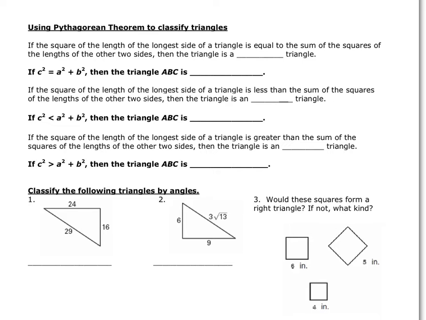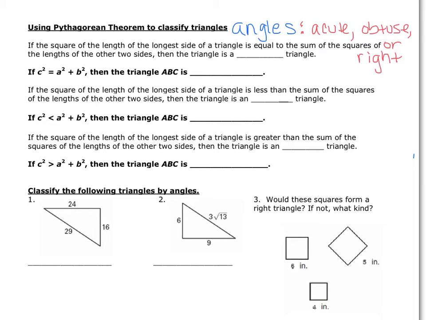All right, we can also use the Pythagorean theorem to classify triangles. Remember, when we classify triangles, we're going to classify them based off of their angles. So we can use Pythagorean theorem to classify off of angles. And remember, when we classify off of angles, we're looking for the words acute, obtuse, or right. Those are the ways we classify triangles by angles.